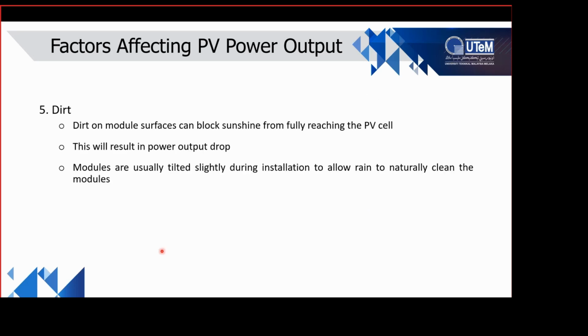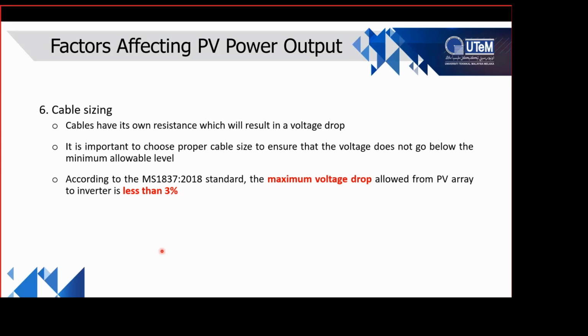Okay, then next one, we have dirt. Dirt on module surfaces is self-explanatory. Once the dirt is on top of the module, it will cover the surface, and it will reduce the amount of sunshine that reaches the inside of the PV module.